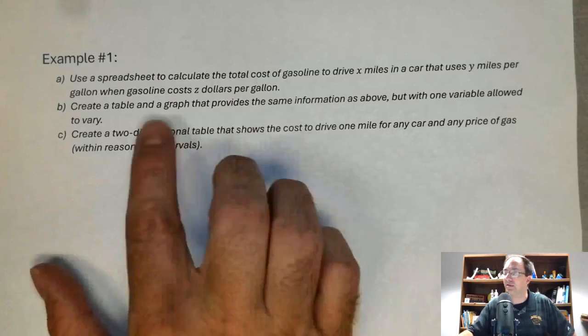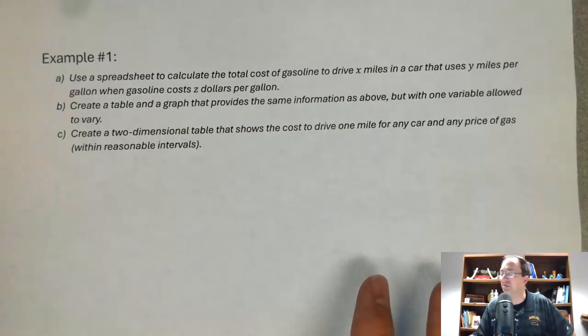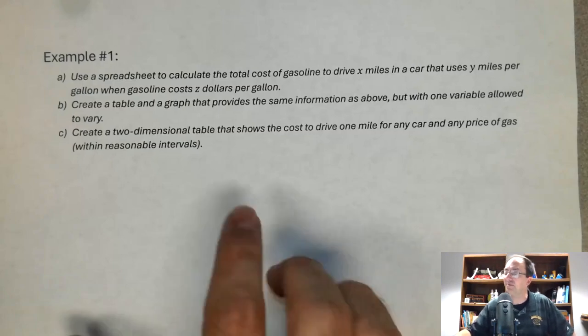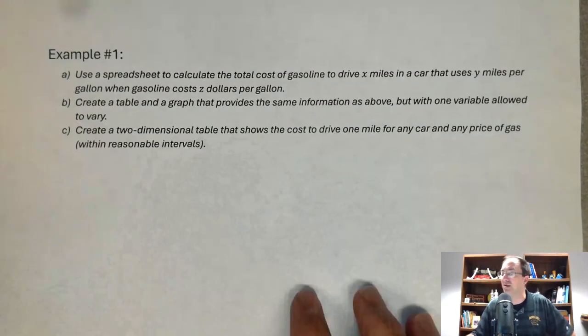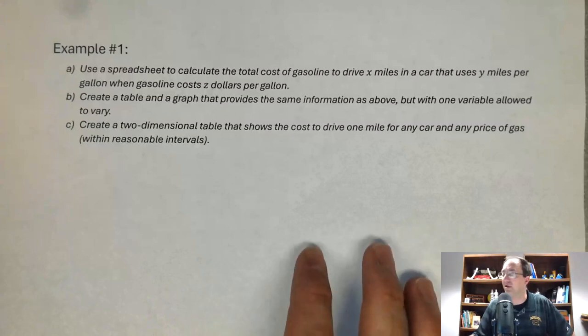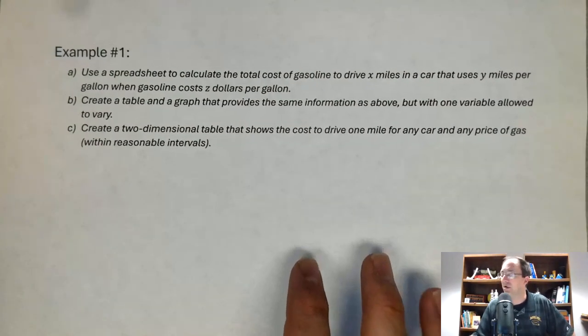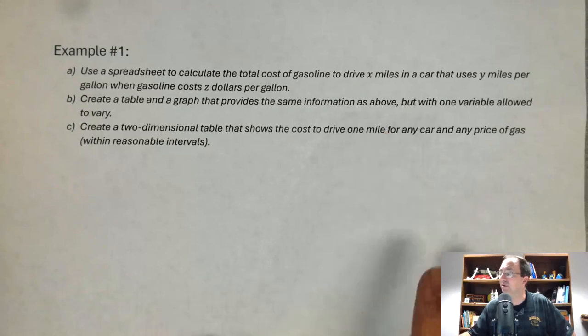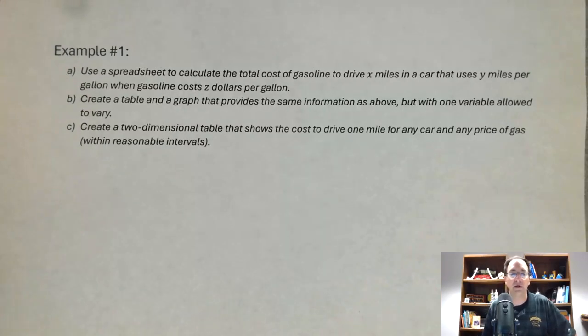Then we will present that in table and graph form to help us see the relationships better. And then finally, we'll create a 2-dimensional table that will give us a quick implementation of calculating the price per mile under the 2 conditions of how miles in a car varies and how the price of gas varies. So let's take a look at our spreadsheet now.